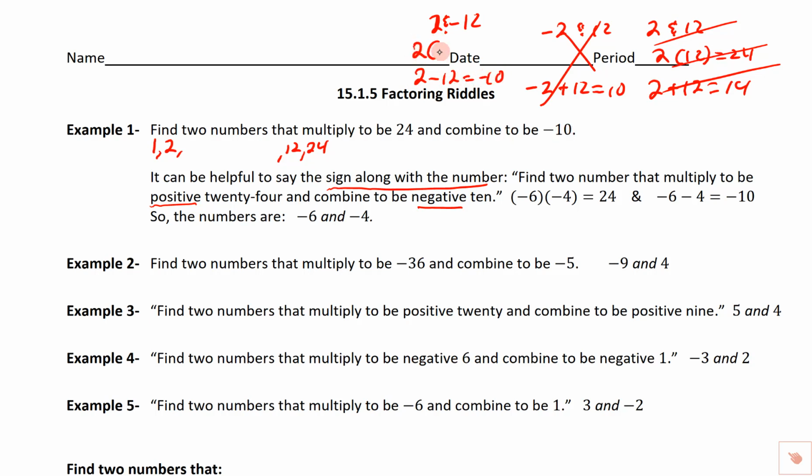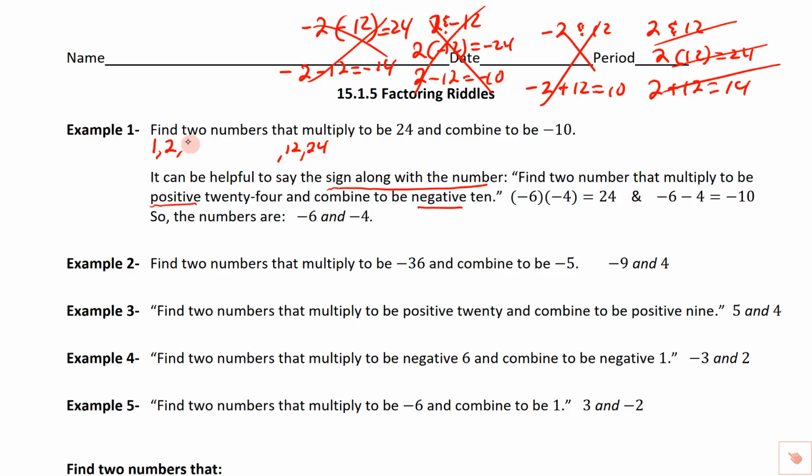But now watch what happens here. If I do 2 times negative 12, I end up with negative 24, and that's the wrong number there. So that's not going to work. So the only thing that's left with the 2 and the 12 is negative 2 and negative 12. If I multiply those, I get 24, so we're in good shape there. It multiplies to be the right number. But then if I do negative 2 minus 12, I end up with negative 14, not positive 14, so that's not going to work. So 2 and 12 doesn't work.